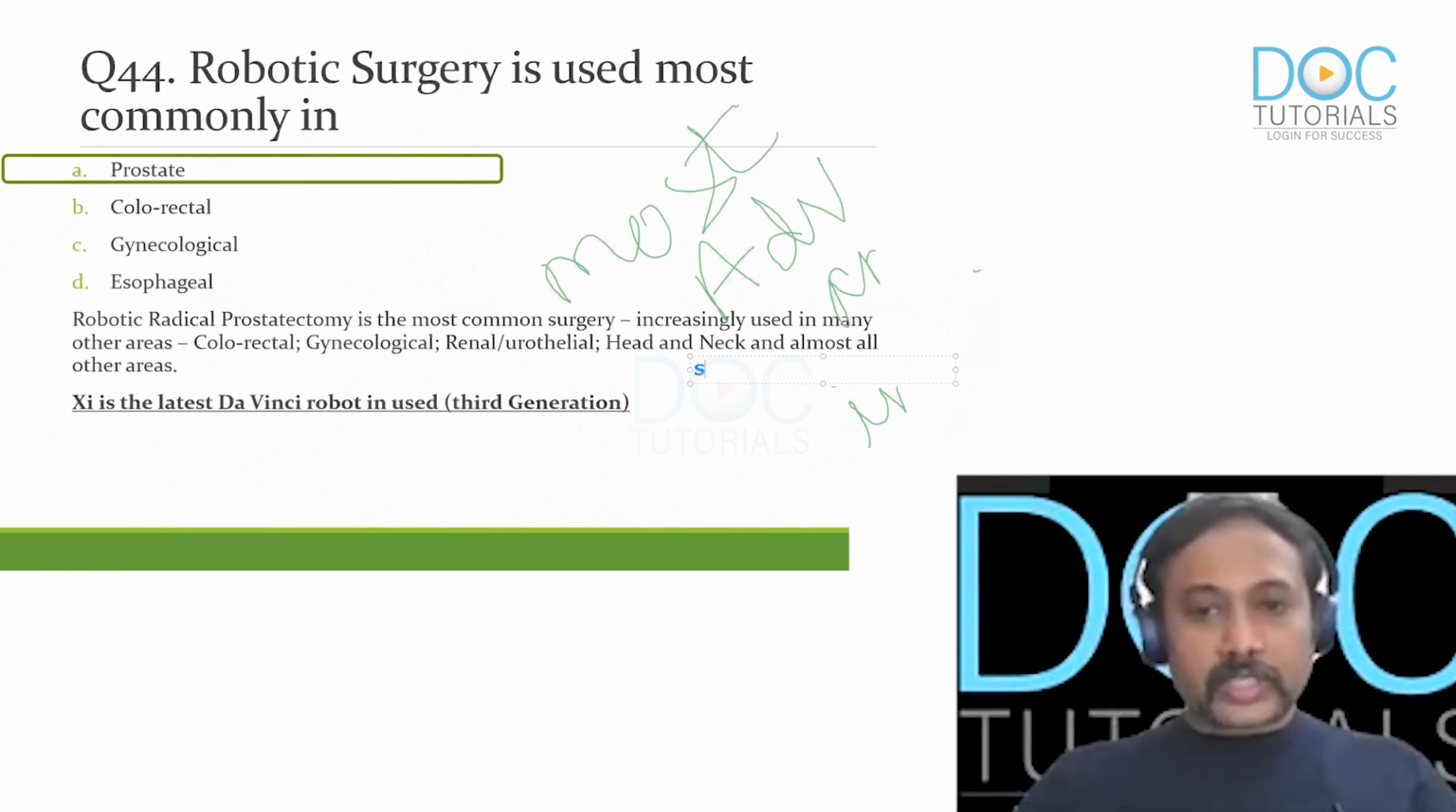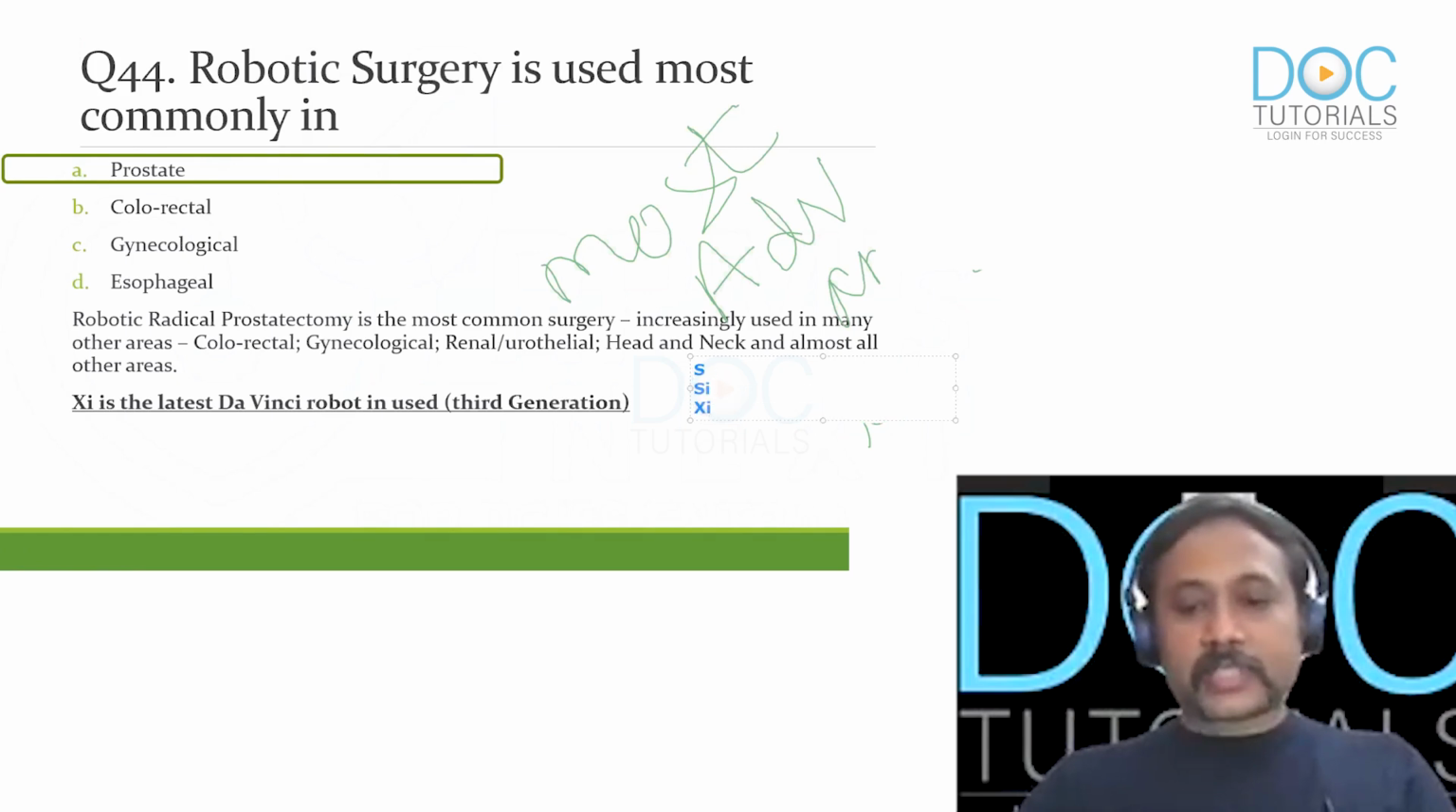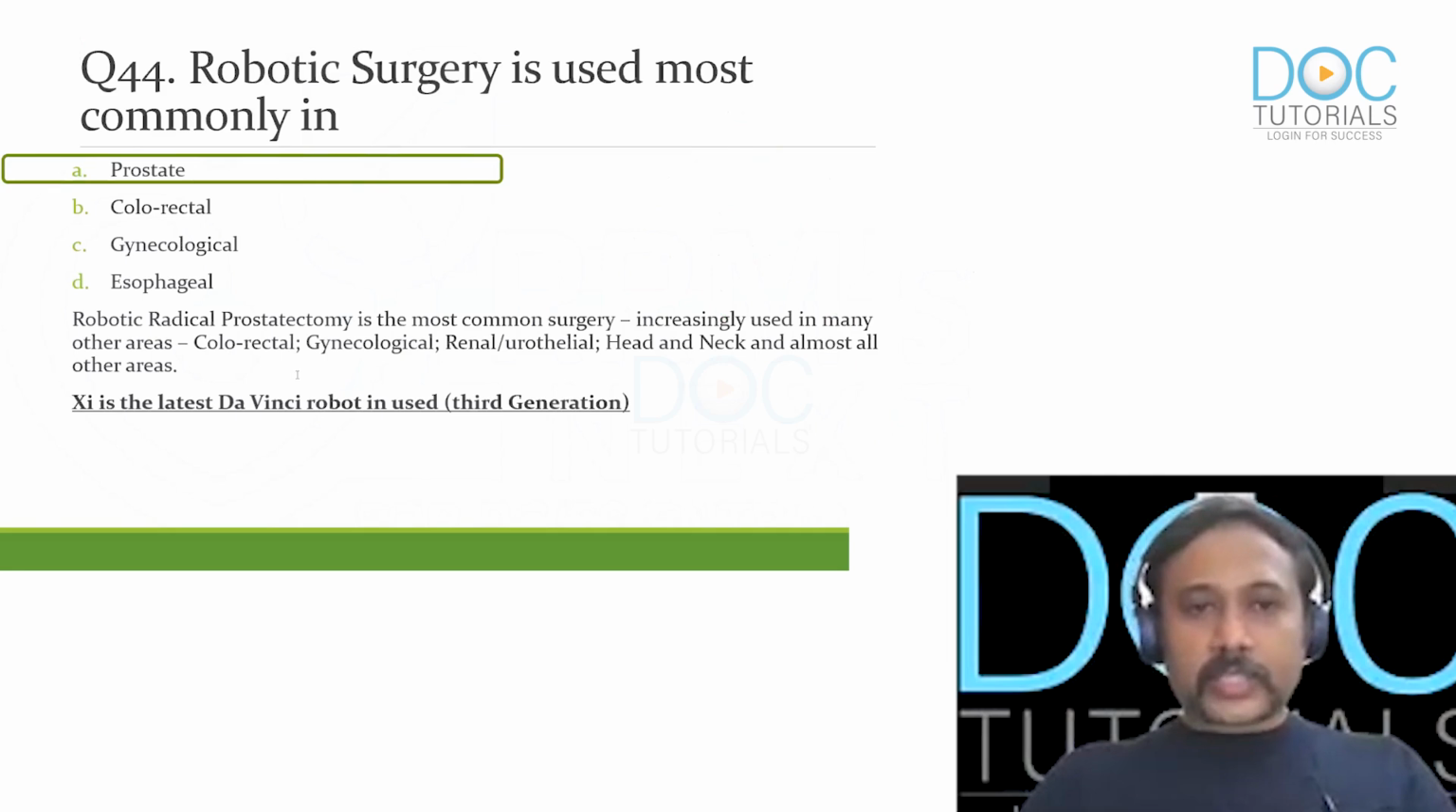You have the S, which was the first type. Then you have the SI system, and currently you have the XI, which is the most commonly used system. So these are the systems which are commonly used. This is with regard to the Da Vinci robot that we are talking about. The Da Vinci robot has had multiple iterations. This is the third generation which is currently being used. So the XI is the latest Da Vinci system that we are using.